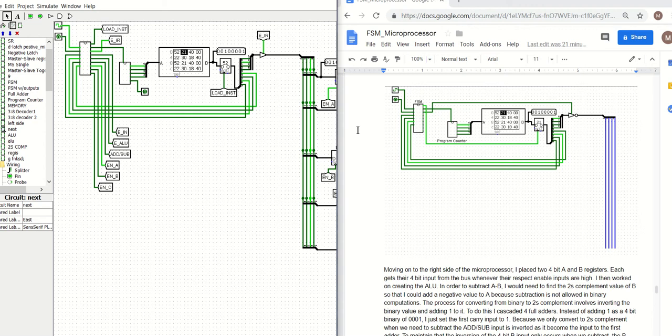So that would be the FSM, the program counter, the memory program, and the instruction register.